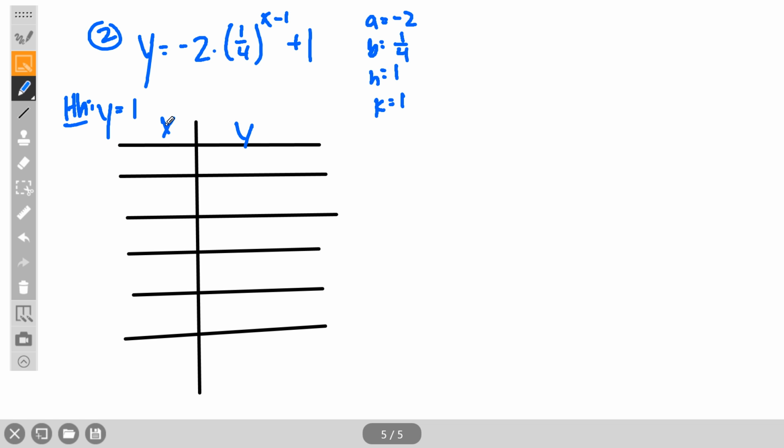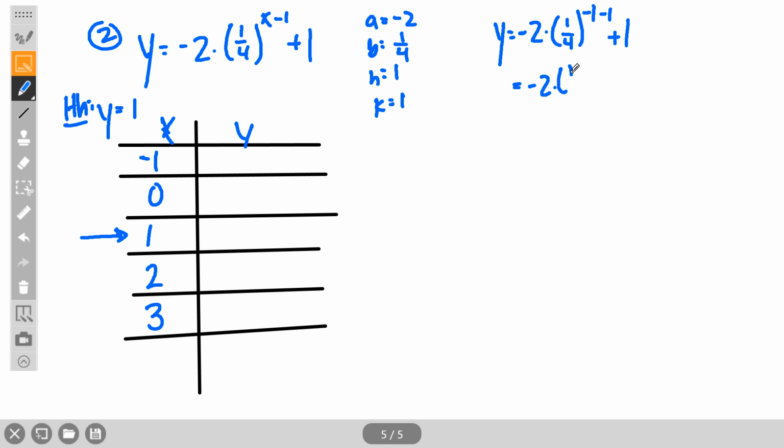Okay, our table, the middle of the table is going to be whatever makes the exponent equal to 0, which is the h value, so that's 1. So to the right of that is 2 and 3, to the left of that is 0 and negative 1. Now we will start plugging in, so negative 2, 1/4 to the negative 1 minus 1, plus 1. It's negative 2 times 1/4 to the negative 2, plus 1.